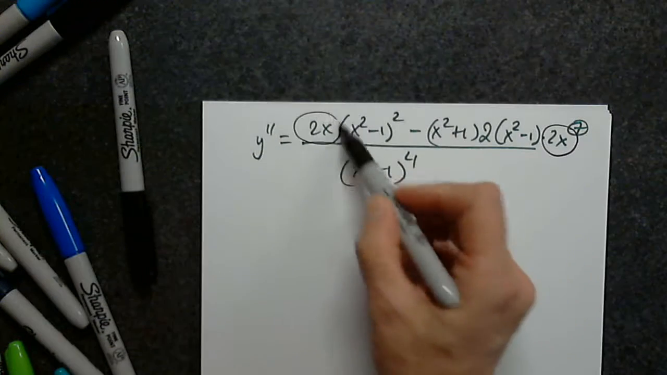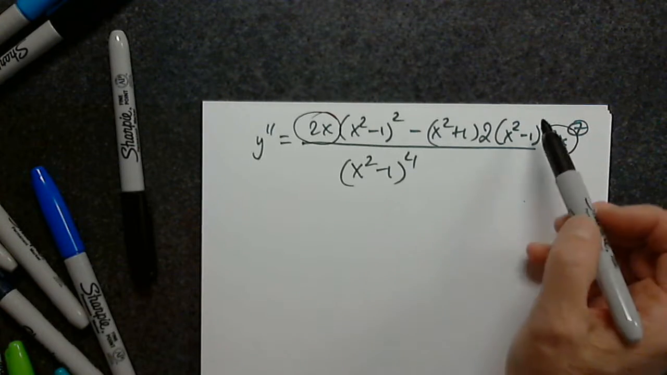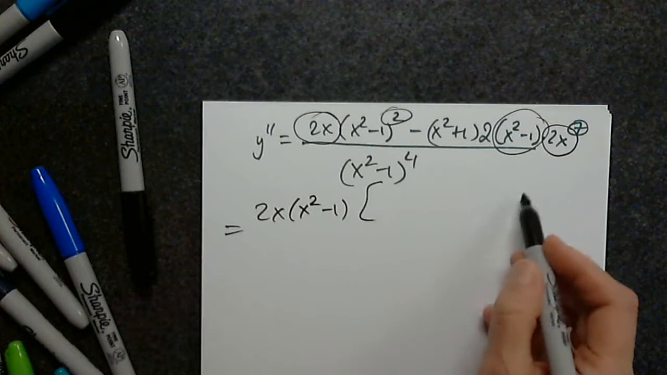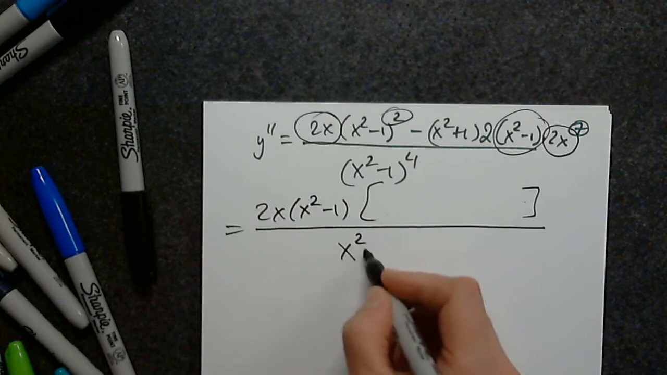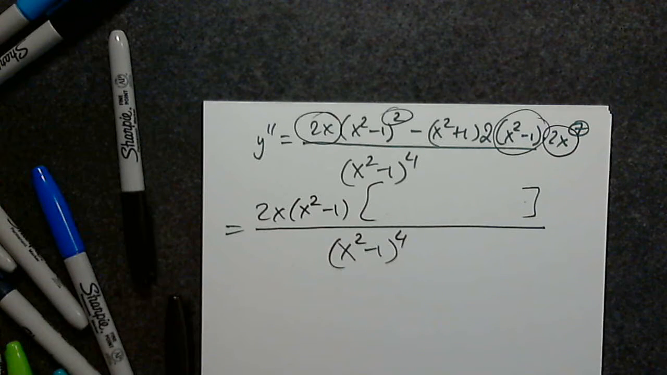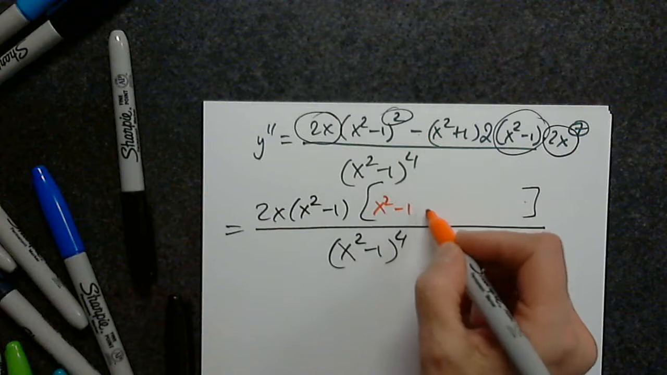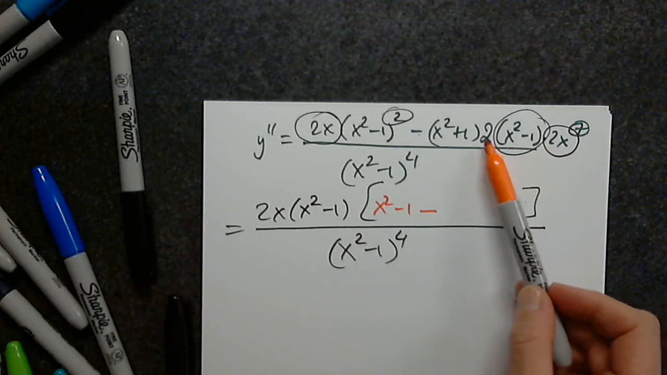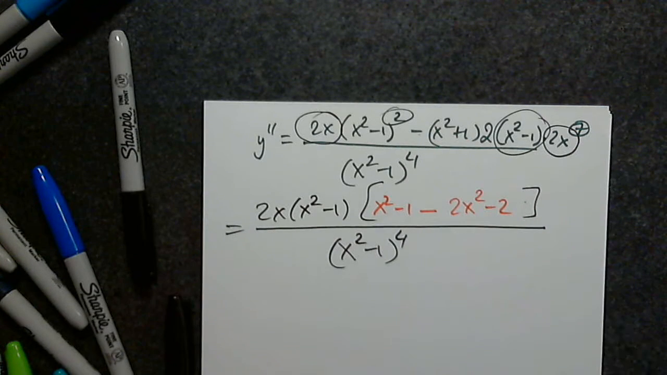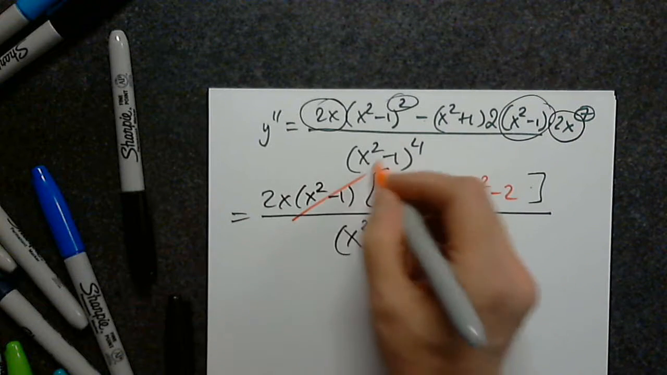So I'll factor out 2x, and I will factor out one of these. So 2x, x squared minus 1. This is an absolute crucial step, because otherwise I will never be able to simplify this function. So 2x comes out from both terms, and x squared minus 1 will come out from both terms. What is left from the first term? And x squared minus 1. Don't forget the minus sign. So this is gone, this is gone. I have negative 2 to distribute to these two: negative 2x squared and minus 2. Yes, now I can do this.